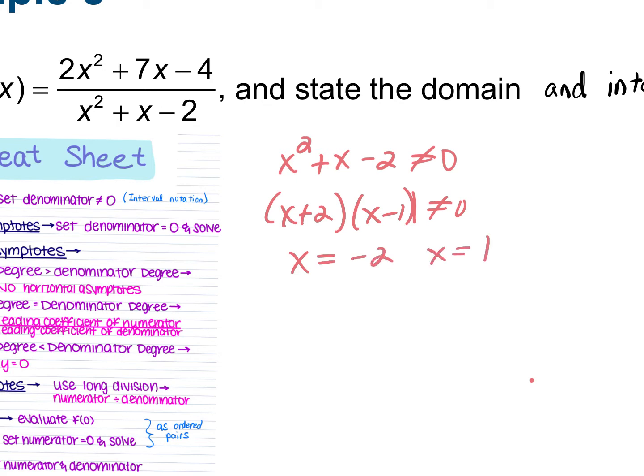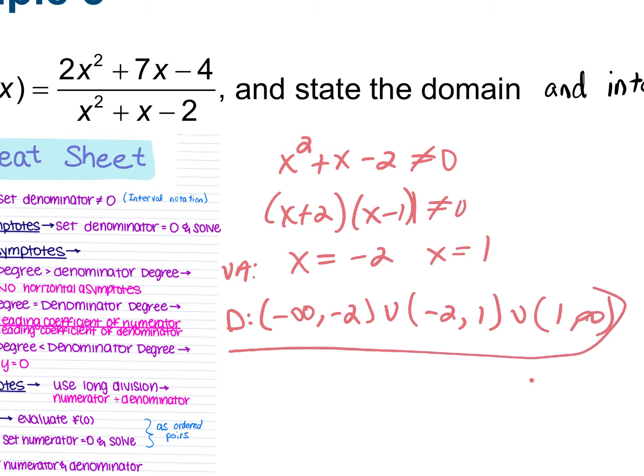But that's not what they asked for. They asked me for the domain, which is just what numbers can the denominator not have in it? What can x not be? -2 and +1. So how grown up do you say x can be anything in the world except for those 2 numbers? -infinity to -2, union, -2 to 1, union, 1 to infinity. Perfect. That's the domain.